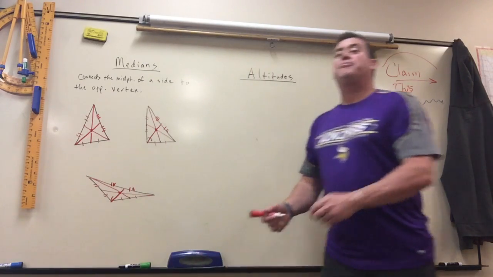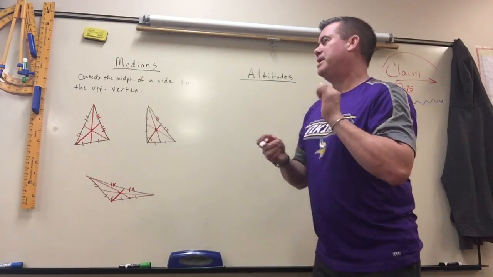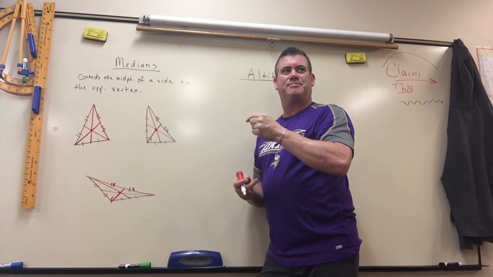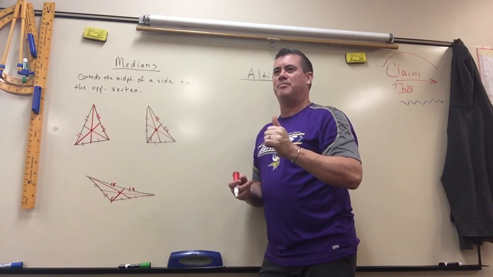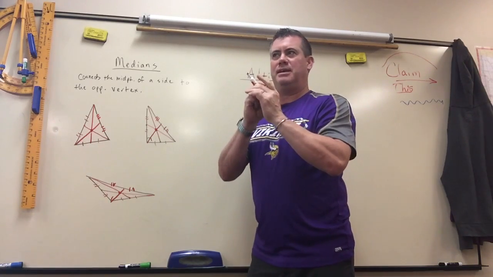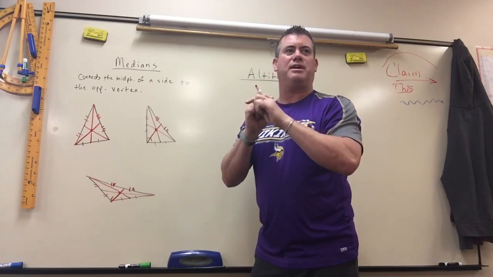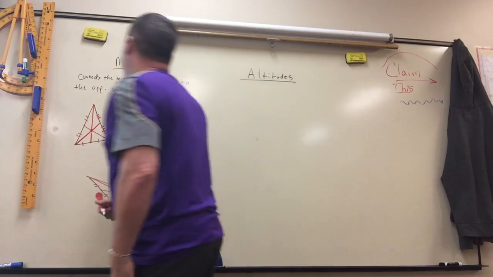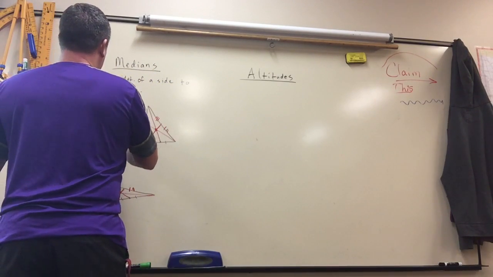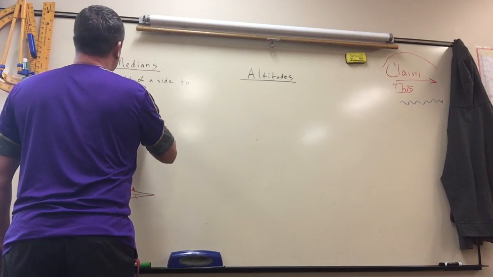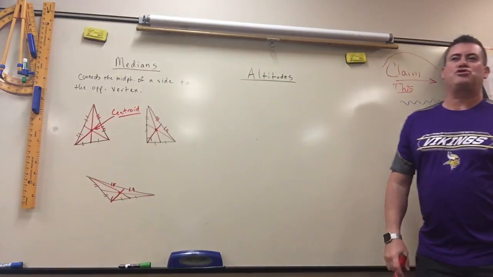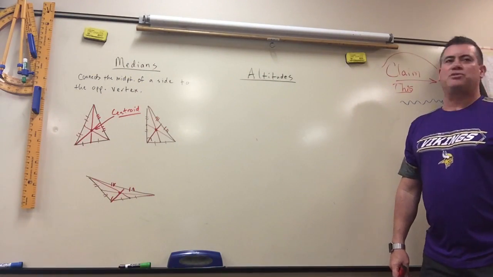Okay, so when we did the perpendicular bisectors, that point, did anyone remember what that was called? Point of concurrency. It is the point of concurrency, but it's got an actual name. The circumcenter. The angle bisectors was the circle goes inside, so it's the incenter. This point is called the centroid. Okay? It's called the centroid.